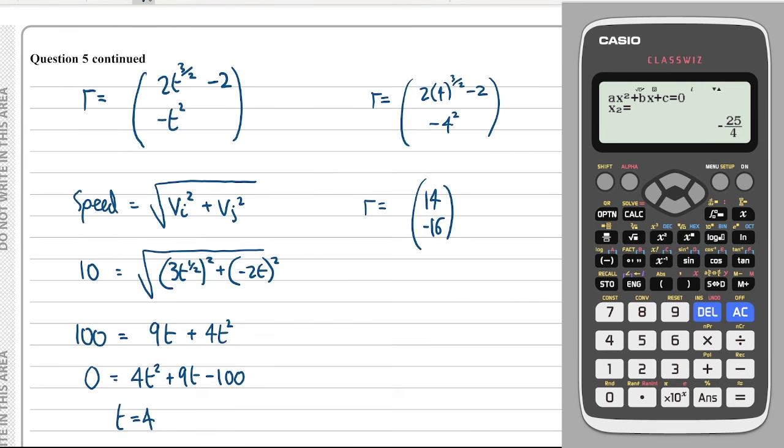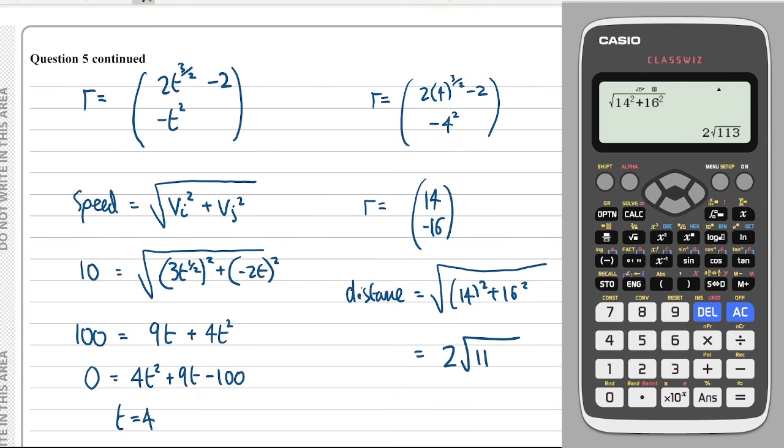But I don't think we're quite done yet. That's the position, but it's asking for the distance. And the distance is the modulus of the displacement components. So I'm going to get 14 squared plus 16 squared essentially, or minus 16 squared, but the same thing. And I will go to my calculator for that. And I will take the square root of 14 squared plus 16 squared to get an exact value of 2 root 113.